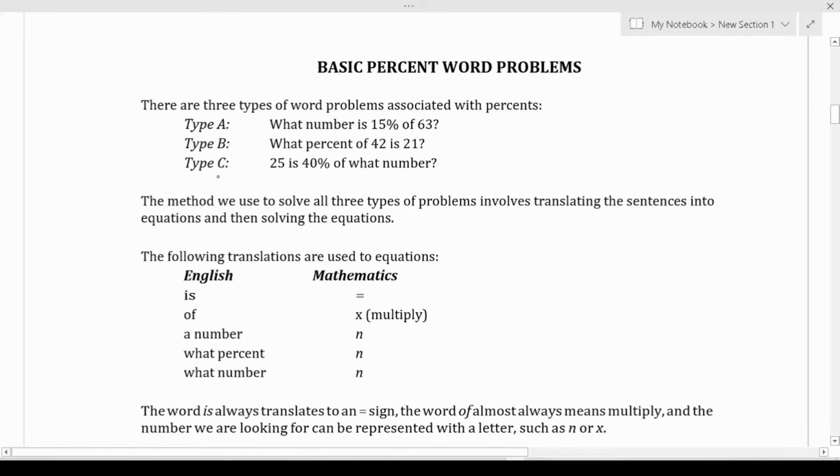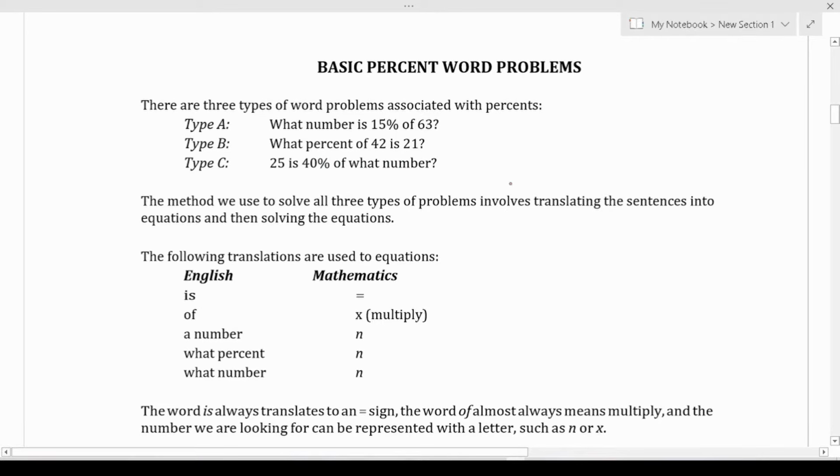In general, you're going to encounter three types of problems on the ASVAB. One type of problem is going to ask you what number is 15% of 63, for example. Another type of problem may ask you what percent of 42 is 21. And a final example might say 25 is 40% of what number. As long as you can recognize these three different types of problems involving percents, convert them into equations, and then solve, percent should be very, very easy.